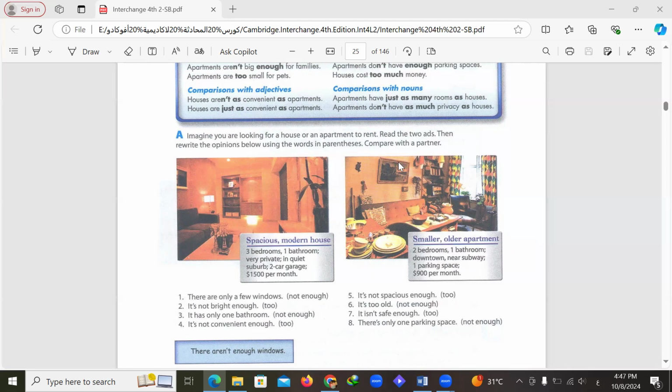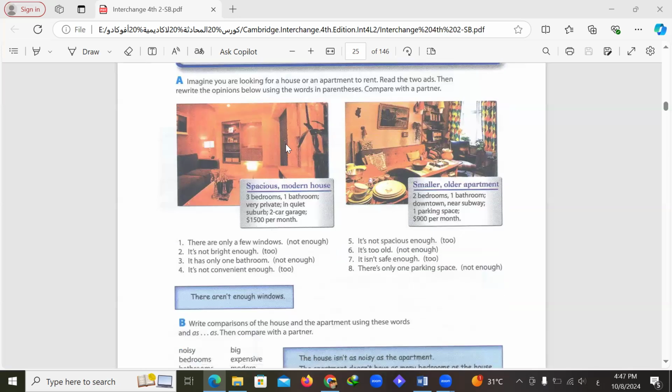You note that there are differences and we can use comparisons between the two choices, house or apartment. We have some positives and negatives, and here also we have positives and negatives. There are only a few windows. I want to use not enough. There aren't enough windows. Okay?